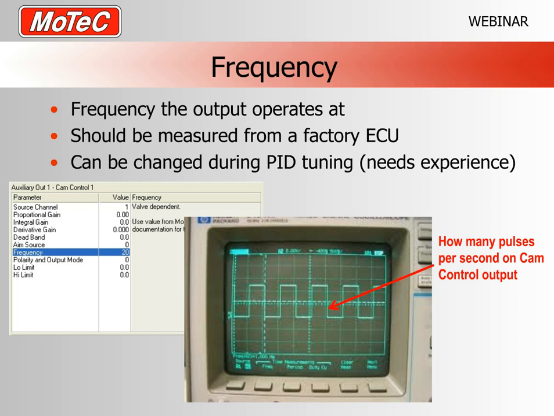So the signal is fairly fast frequency, and that frequency can be adjusted. Sometimes on the dyno, if I notice I'm not quite getting the response I want, I will change around the frequency. This needs a bit of experience, so it's not something that everyone's going to be doing, but having an idea of where the frequency needs to be to start with is always a good thing.